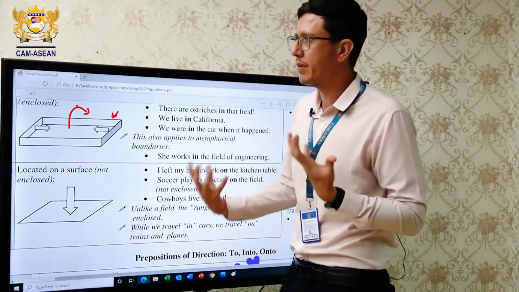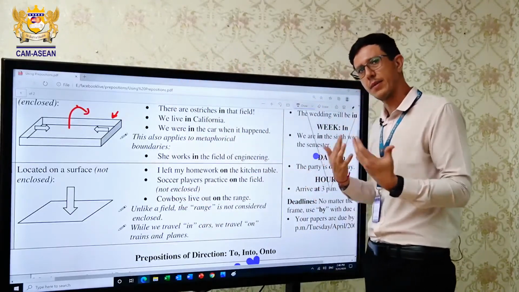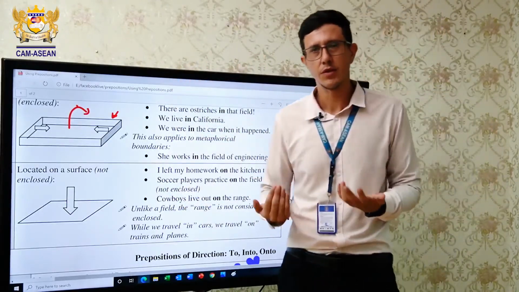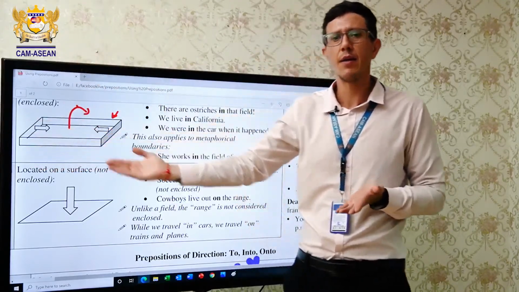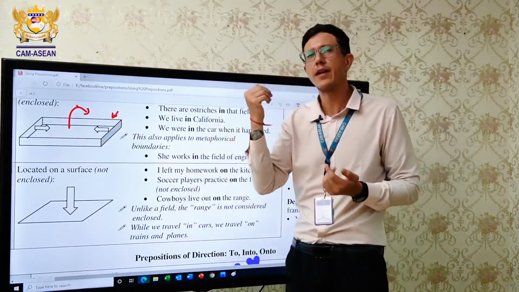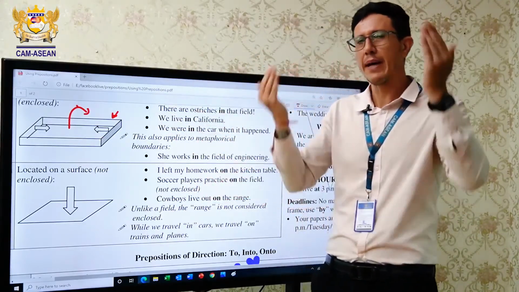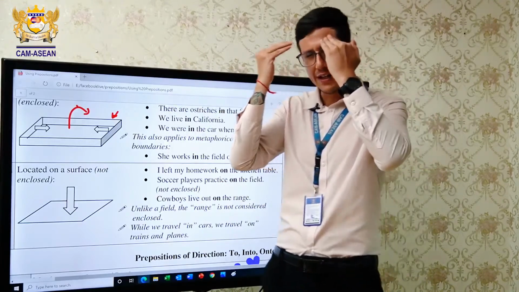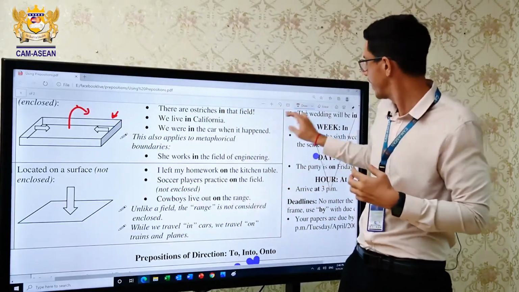Now, some of these can be very conceptual, meaning it's just an idea. But some of these can be physical too. So I am beyond the classroom, meaning outside, but it can also be inside my head. This is beyond my understanding. My understanding is inside, it's beyond that, meaning I don't understand. So keep that in mind.